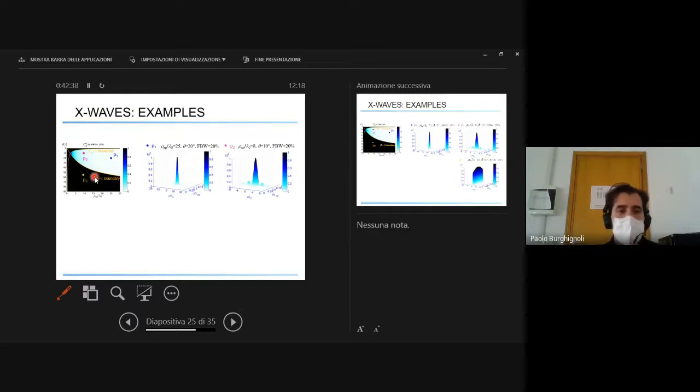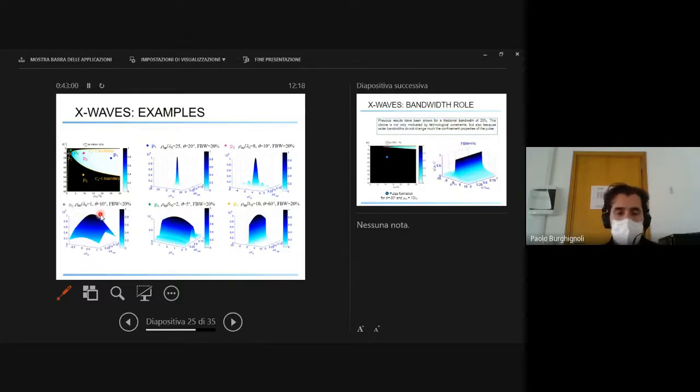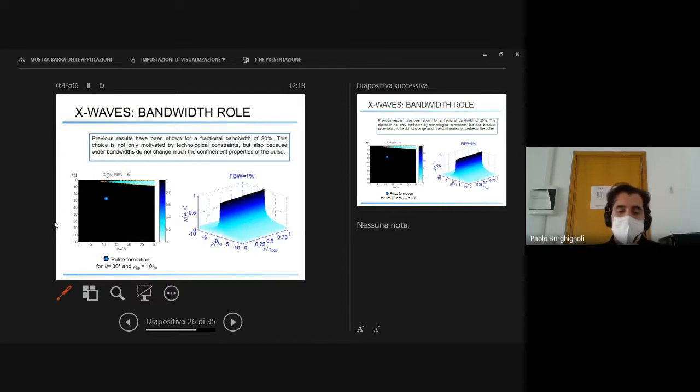If you place your pulse with parameters in this region, it will be confined only along the transverse direction, but not confined along the longitudinal one. Here in this quadrant, it will be confined only along the longitudinal direction, but not the radial one. And finally here, it will no longer be confined along both directions. So you will say that you don't have an efficient X wave, that is not useful for applications.